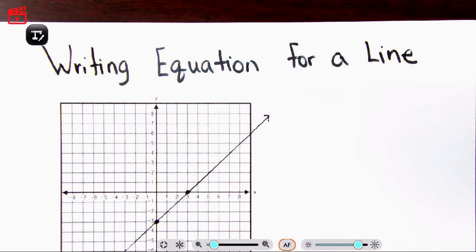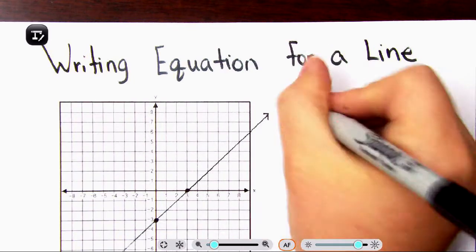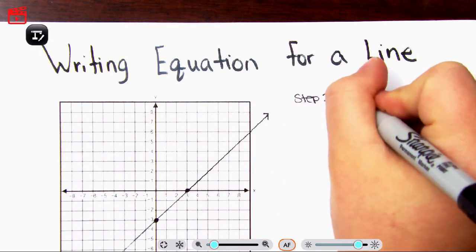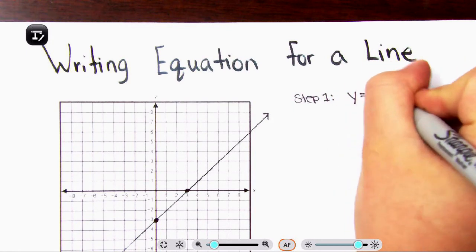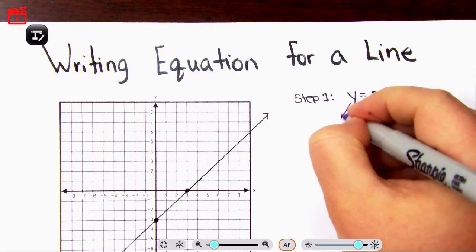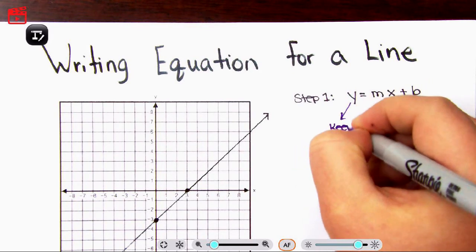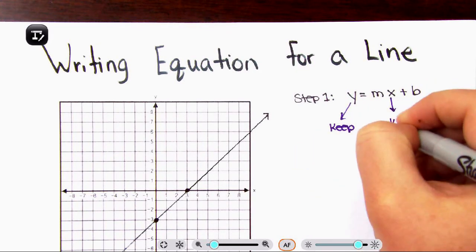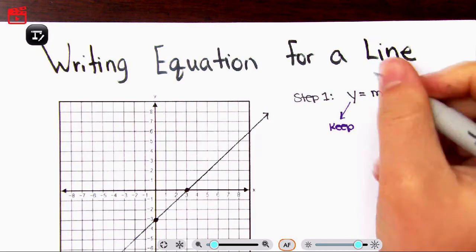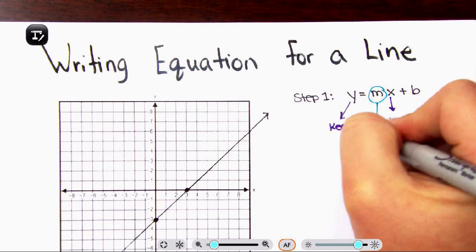Okay, so step number 1, you're going to write your formula, y equals mx plus b. Now you're going to play the keep, change game. You're going to keep your y, you're going to keep your x, your m and your b. M you're going to replace with slope.